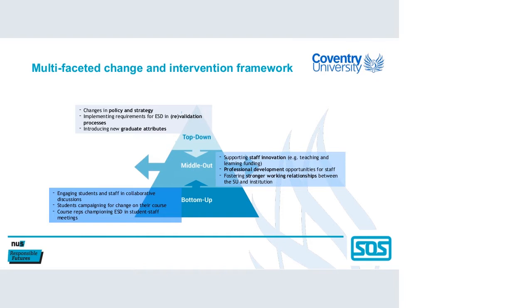So it looks to embed sustainability and social responsibility in policy and strategy, potentially in revalidation or validation processes for academic qualifications, to introduce new graduate attributes or to enhance graduate attributes to ensure that the visions and the goals of the SDGs, essentially in this context, and sustainable development fit within what graduate skills should look like when they finish university at Coventry University, for example.